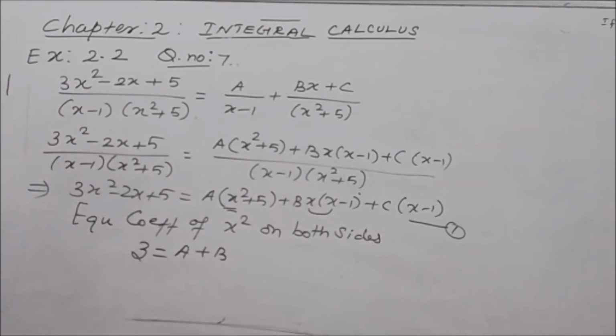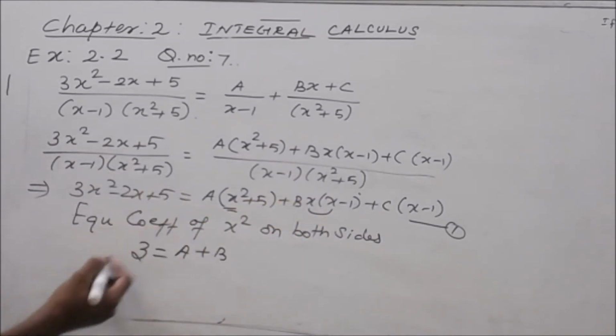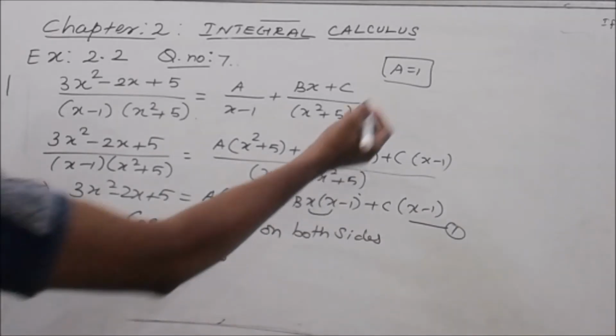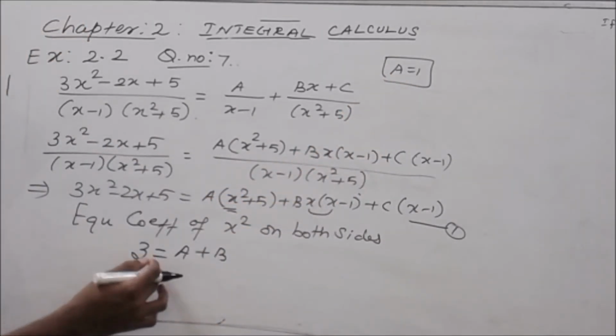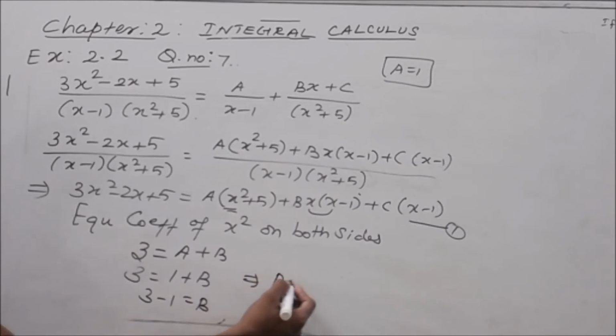Here there is no x² coefficient. Just equating the coefficient of x² on both sides, we have 3 = a + b. We found the value of a already, a = 1. Substituting that in this equation, 3 = 1 + b. Now 3 − 1 = b, which implies b = 2. This is an easy method, using the equating coefficient method. This is very easy to calculate.